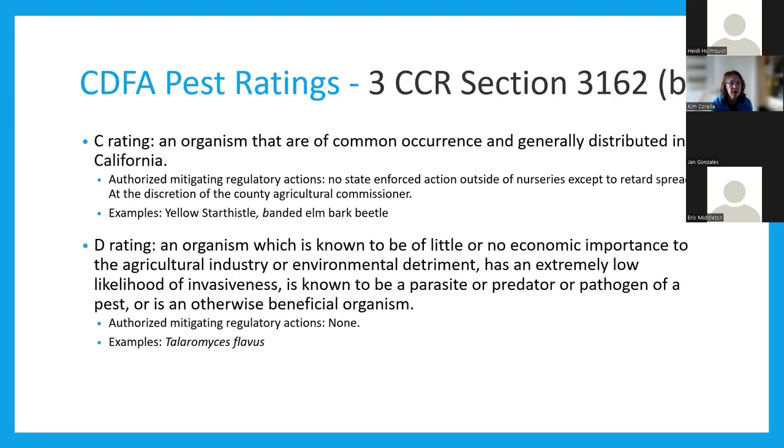And a C rating is an organism that is commonly occurring and generally distributed in California. So there's really not any state enforcement actions except outside of nurseries, or if it does escape, to retard that spread. So examples of this are yellow star thistle and banded elm bark beetle. And D-rated pests usually have no economic importance and are usually beneficial organisms. So there are no regulatory actions that are taken there.